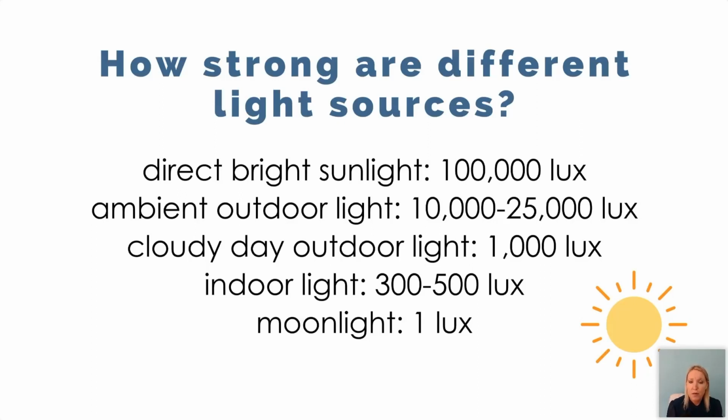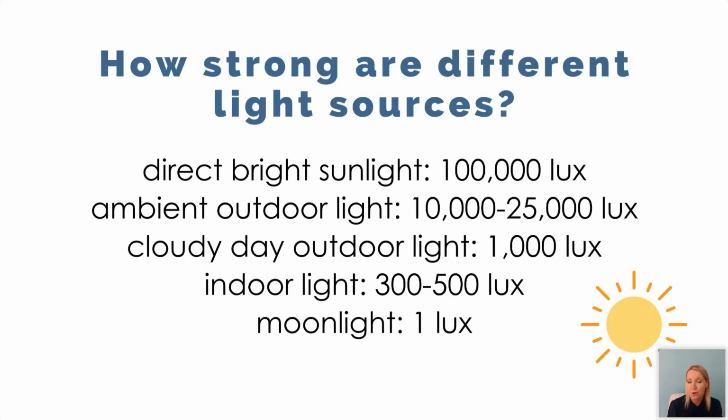Okay, so the measure of light is a lux, okay? And if you go out into direct bright sunlight and you look directly into the sun, the bright light's going to be around 100,000 lux. If you go outdoors and you're not in direct sunlight, but you're getting the ambient outdoor light, the level is between 10,000 and 25,000 lux. On a cloudy day, outdoor light's only 1,000 lux.